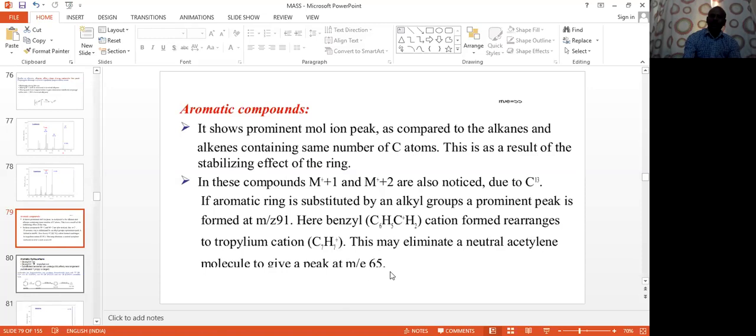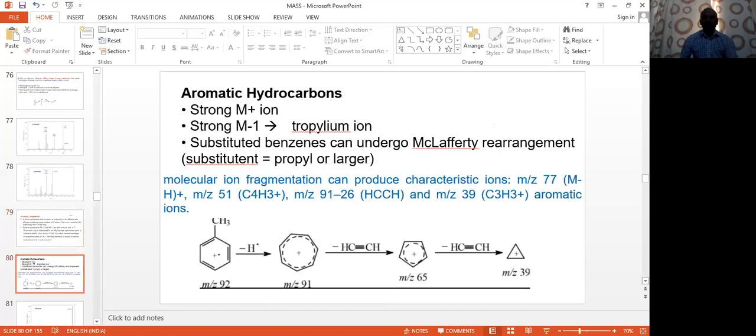This also becomes prominent. So in substituted benzenes, if it is benzene, you can find the molecular ion prominent. And if it is substituted benzene with an alkyl group, then you have M by Z values 91 and M by Z value 65. This also you can observe.